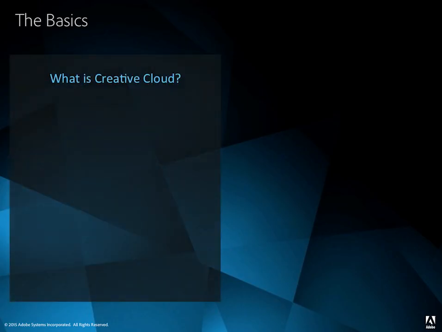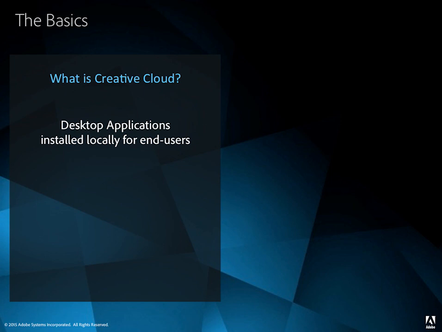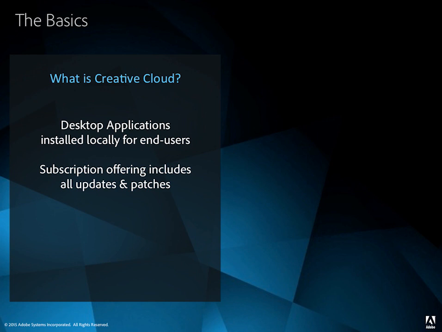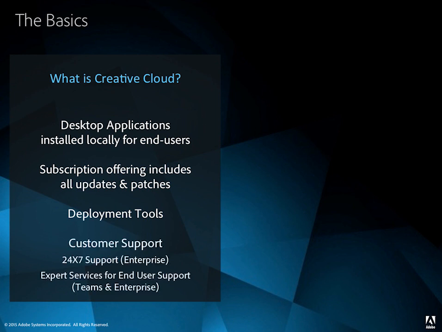To do this, let's define what Adobe's Creative Cloud actually is. The Creative Cloud consists primarily of desktop applications that are installed locally on end-user machines. Applications like Photoshop, Illustrator, Dreamweaver, and Premiere Pro are among the most popular applications, and there are over 15 available applications. The Creative Cloud is available via subscription only, which includes all updates and patches to the applications during the course of the subscription. Included with the Creative Cloud are a number of deployment tools for IT, dedicated technical support, and expert services to assist end users with learning best practices.